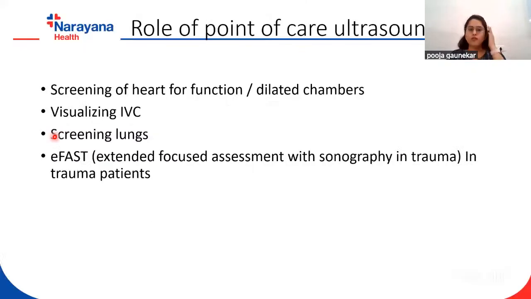So coming to the role of POCUS in a child with shock. We use point of care ultrasound for screening of the heart for function as well as dilated chambers, visualizing the IVC, screening of the lungs, and for EFAST. So EFAST is used in trauma patients. It is extended focused assessment with sonography in trauma. So we'll come to each of the scenarios now.